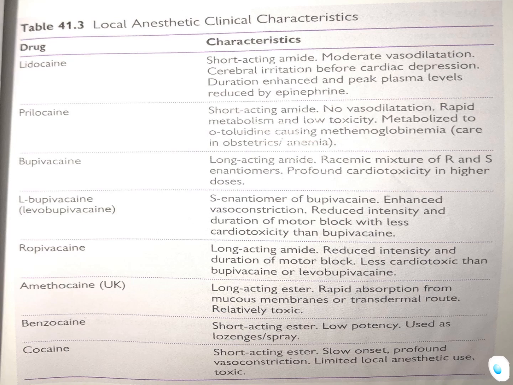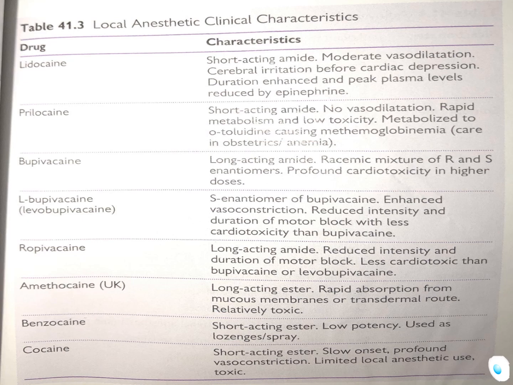Remember that bupivacaine is a racemic mixture of the R and S enantiomers. The L-bupivacaine or levobupivacaine is the S enantiomer of bupivacaine, and its benefit over bupivacaine is that it causes less cardiotoxicity as well as a decrease in motor blockade. Ropivacaine is even better than levobupivacaine in causing less cardiotoxicity and a reduced motor blockade.